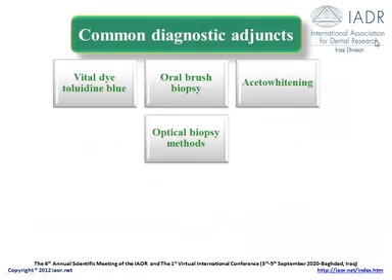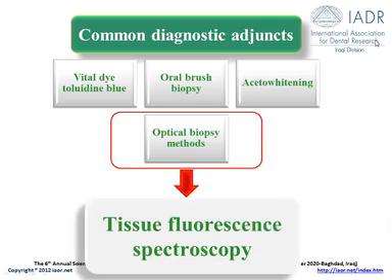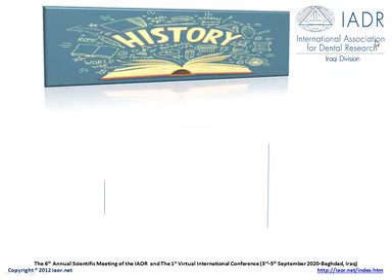Okay, let me take you to a rapid revision regarding the common diagnostic adjuncts that have been used in oral diagnosis. These adjuncts include vital toluidine blue, the oral brush biopsy, acetowhitening, and the optical biopsy methods. This study is concerned with the optical biopsy methods, which is tissue fluorescence spectroscopy by the VEL device.